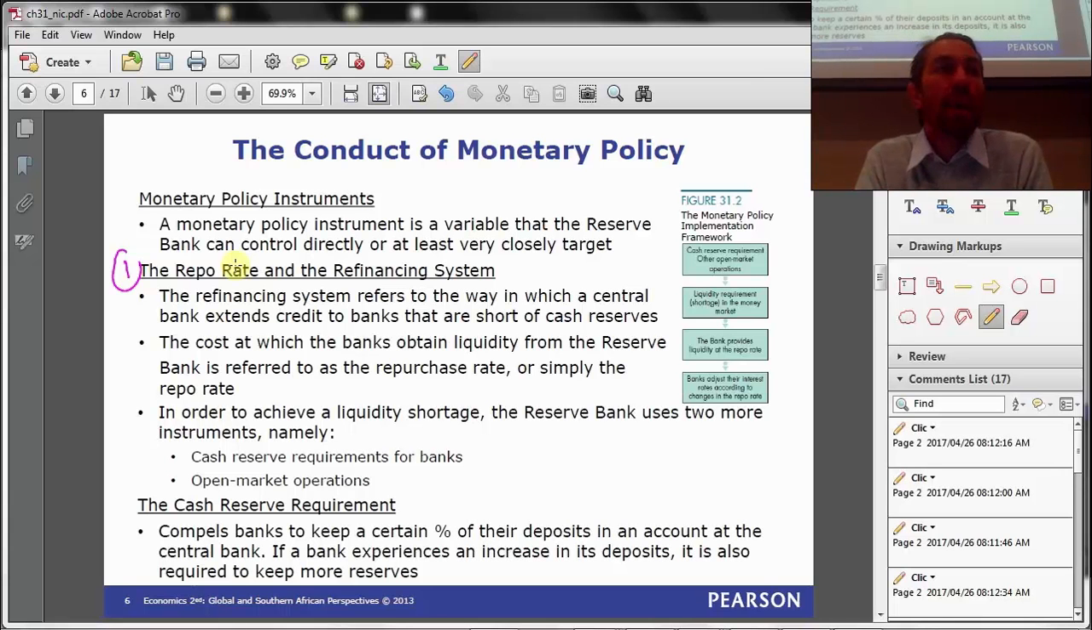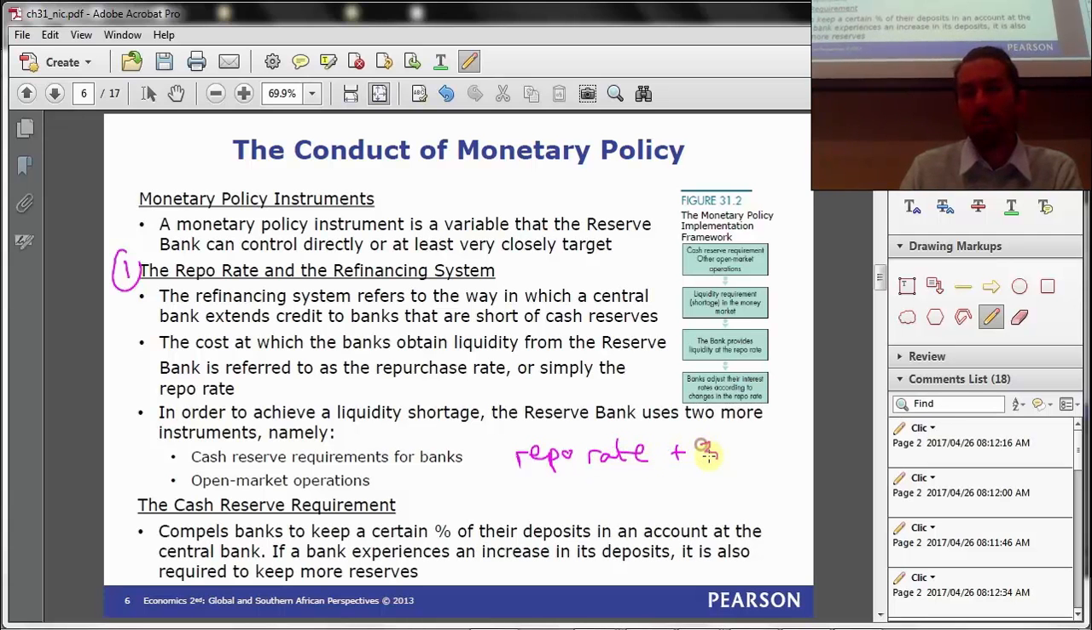If you borrow that cash directly from us, we will charge you an interest rate. That interest rate is called the repo rate. Okay? In South Africa, we also have an interesting quirk, which other countries don't have. We have something called the repo rate, whatever the Reserve Bank sets that at, plus 3.5%, and that gives you something called the prime interest rate.